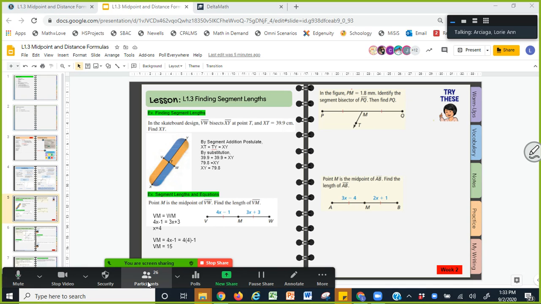For the first question, there could be multiple answers in identifying the segment by sector. So just be aware that there's not just one answer.